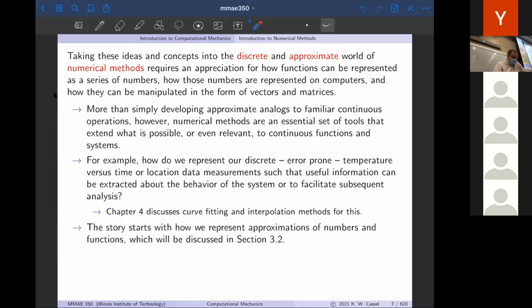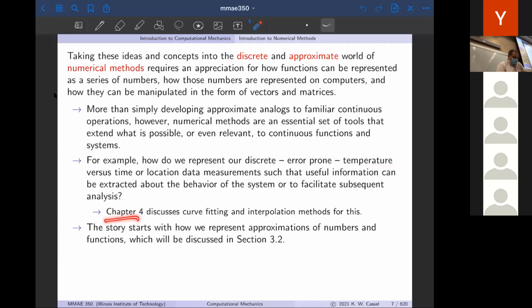So we want to expand the range of possible problems that we can solve and address using these numerical methods. So again, we have our temperature versus time measurements at a sequence of times. What do we do with that? How do we measure errors? If I have measurements of time and I want to convert that into a heat flux, how do I do that? What operations do I do to do that?